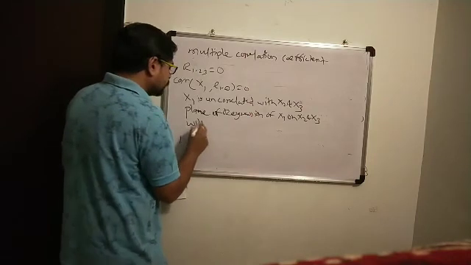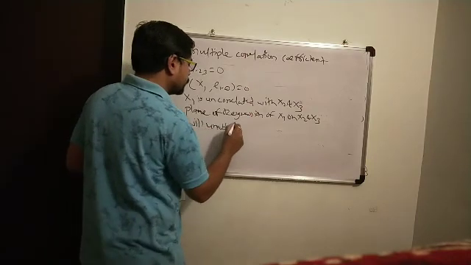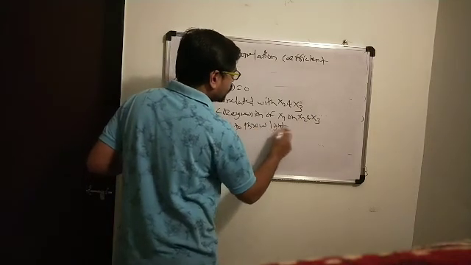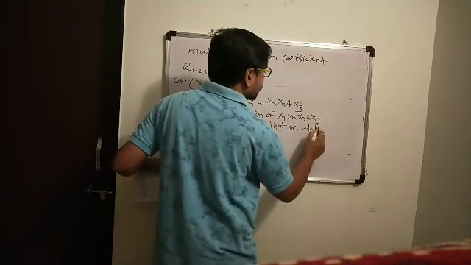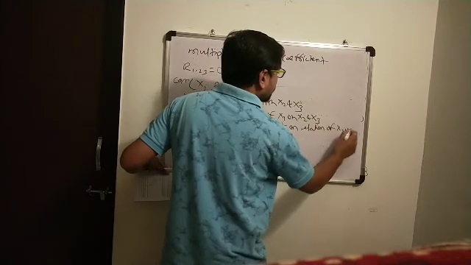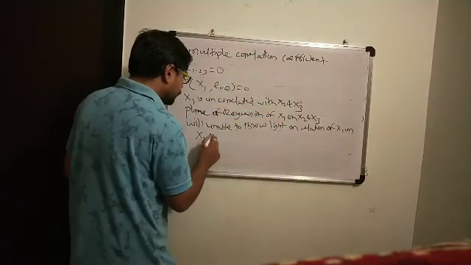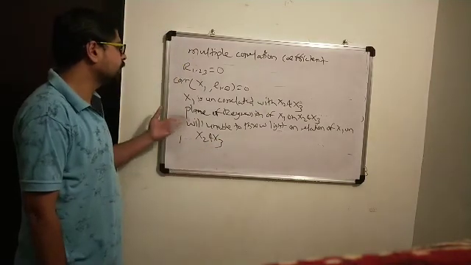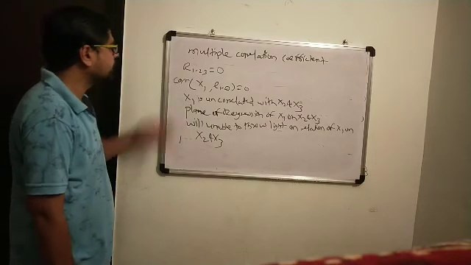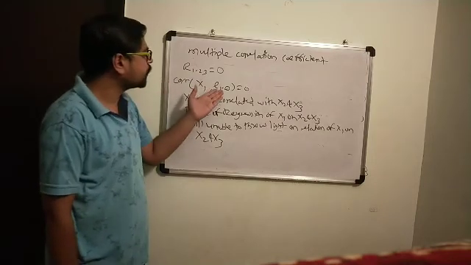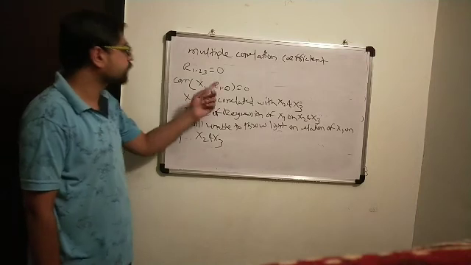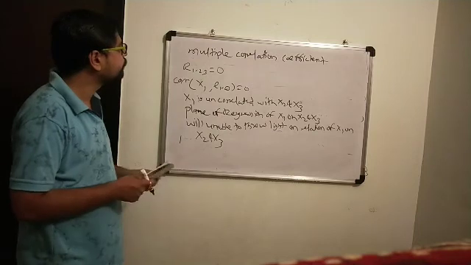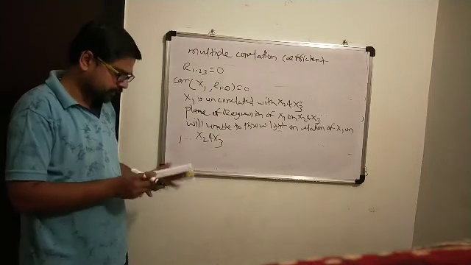will be unable to throw a light on the relation of x1 on x2 and x3. So the linear plane of regression is not useful in this case if R1.23 is 0. That is, the relation between x1 on x2 and x3 is 0. That is, x1 is uncorrelated with x2, and also it is uncorrelated with x3. This is an interpretation of R1.23 is equal to 0.